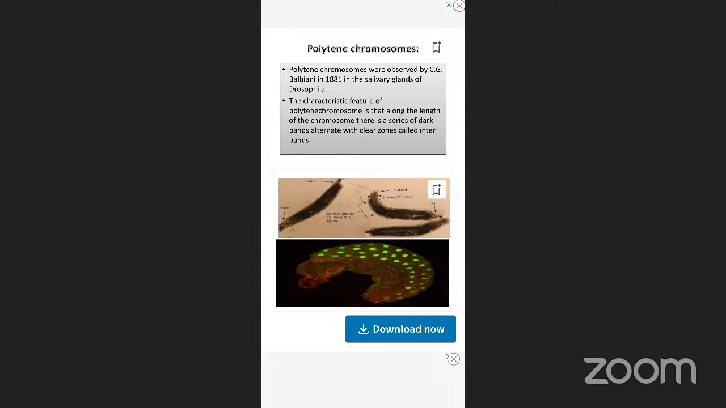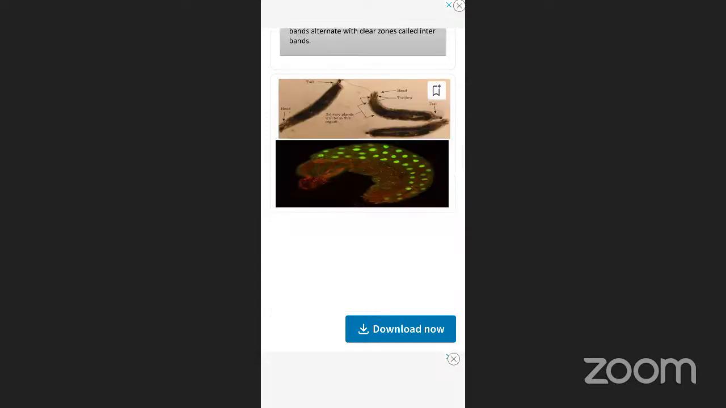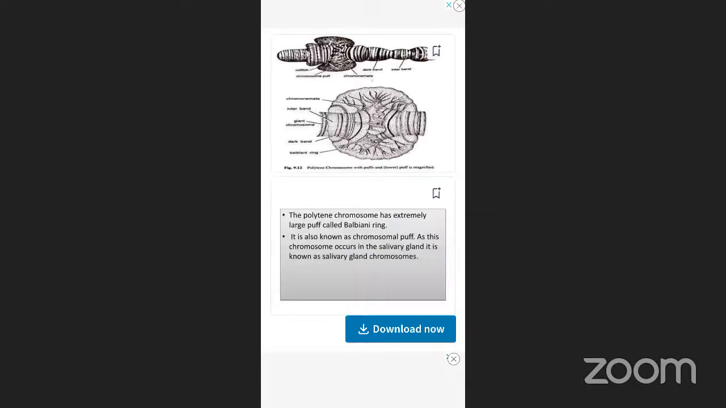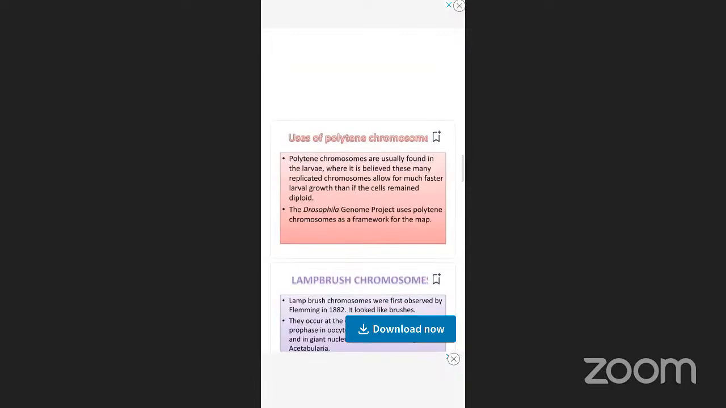What are the characteristic features of polytene chromosomes? Along the length of the chromosomes, there is a series of dark bands alternating with clear zones called interbands. Okay, these are the polytene chromosomes. See, this one is the diagram of polytene chromosomes. Polytene chromosomes have extremely large puffs called Balbiani rings. See, the Balbiani ring is of large size. It is also known as the chromosomal puff. As this chromosome occurs in the salivary gland, it is known as the salivary gland chromosome. What are the uses of polytene chromosomes?